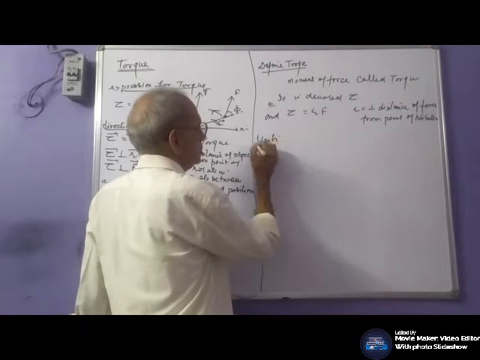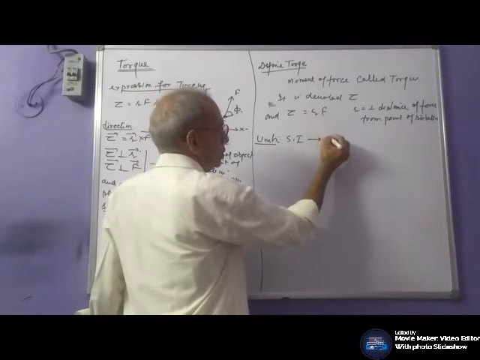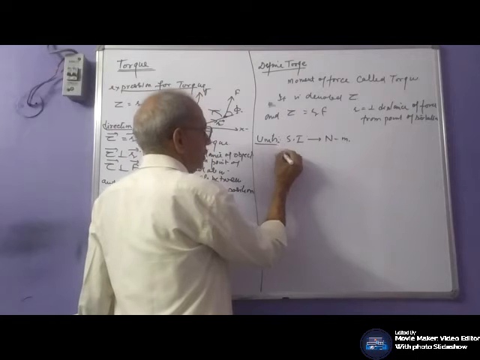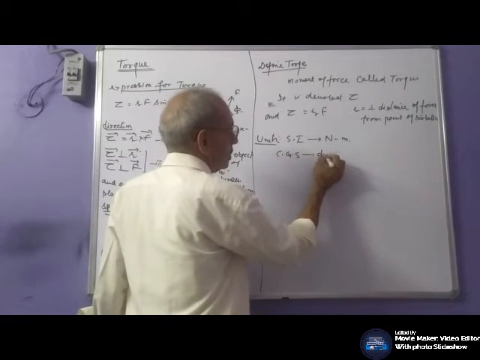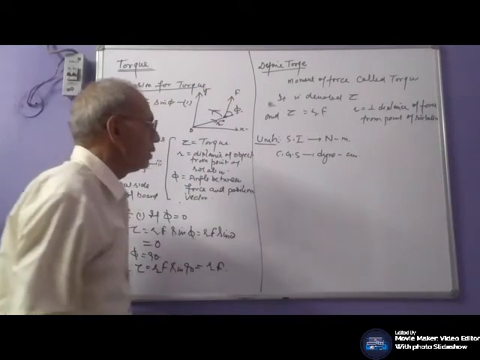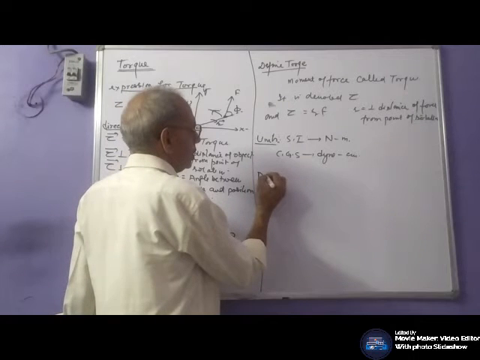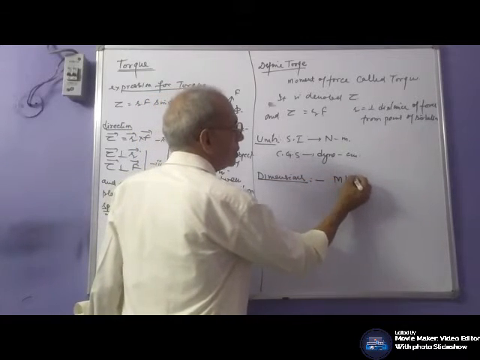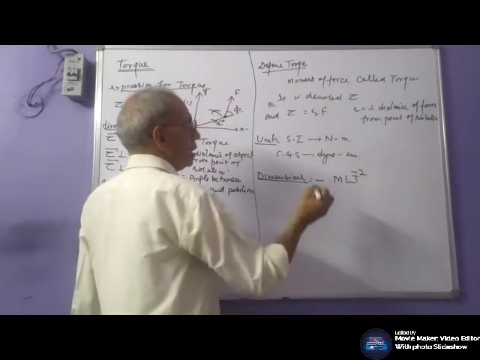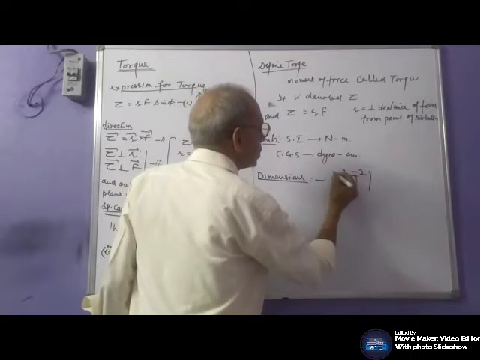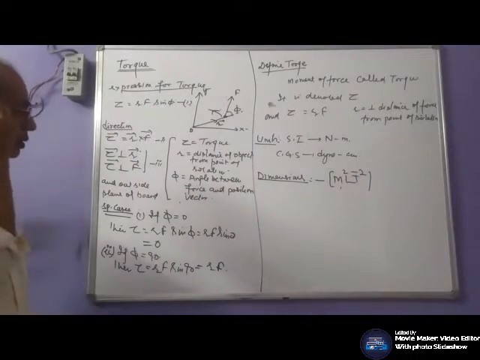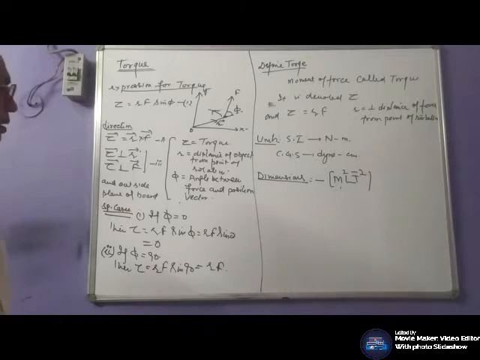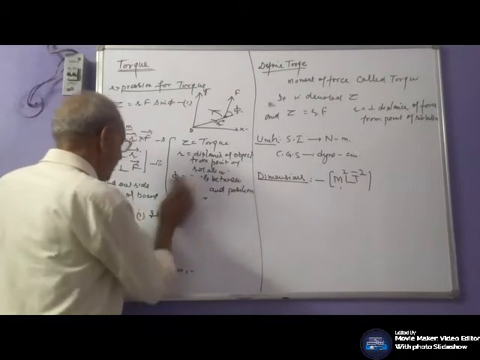Units. SI: force Newton, R meter. CGS: dyne centimeter. Dimensions: force, this is force, RF. So the dimensions of torque are the same as that of work, energy. So this is something about torque. So it is what? Rotational effect of force.